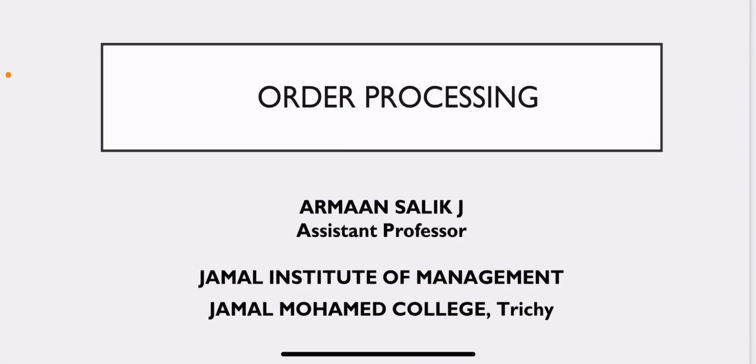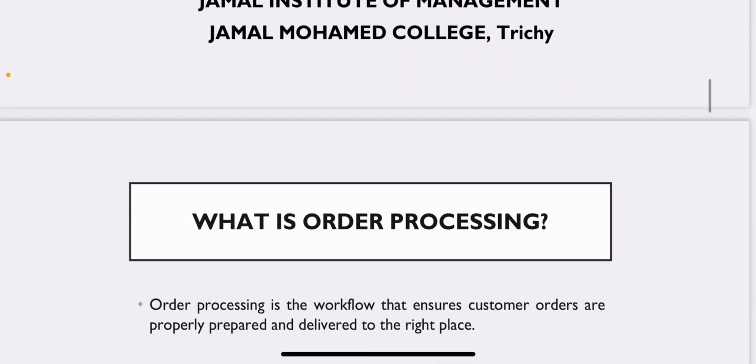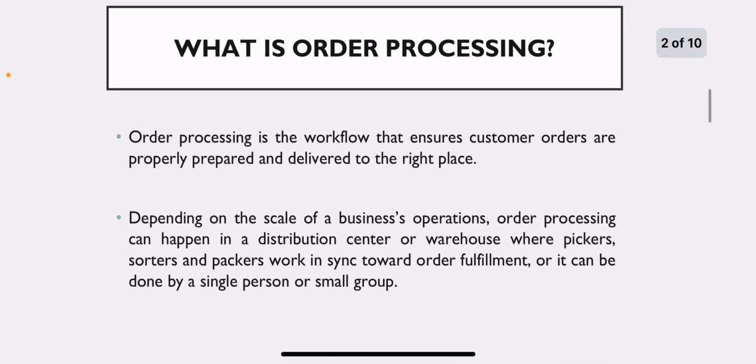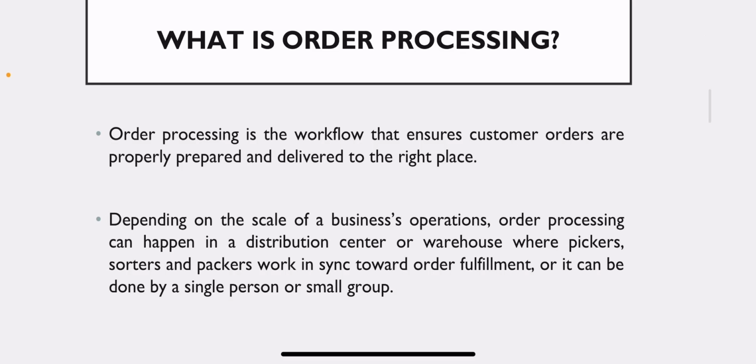Let us look at what order processing is and how it takes place. When we speak about what order processing is, it is basically the workflow that ensures customers' orders are properly prepared and delivered to the right place. As a business, when a customer places an order, we must ensure that it reaches the customer on time, in the right location, in the right manner.